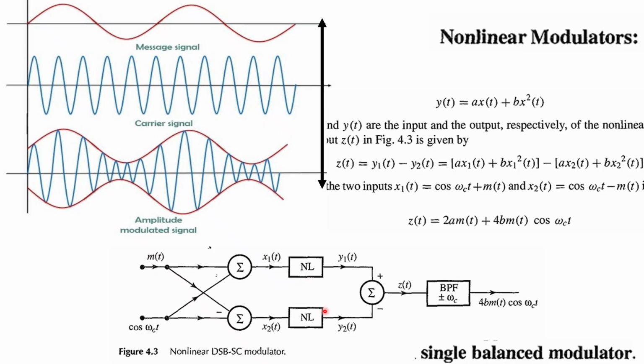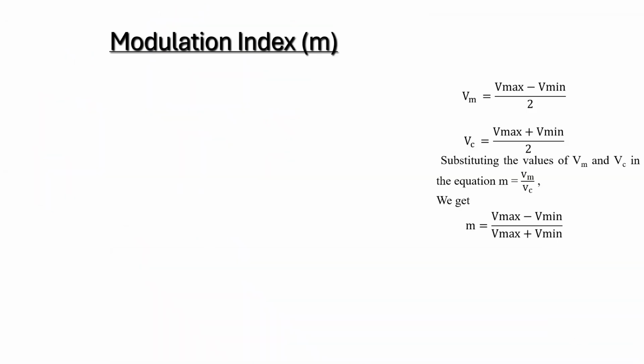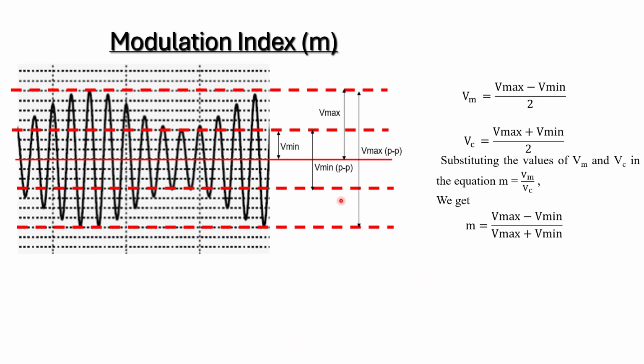So maybe your diode or transistor, right? Because your diode curve is varying nonlinearly, right? Okay, so this is also called the single balanced modulator. Now, what is the modulation index? So we can find out. So this is your modulated wave.